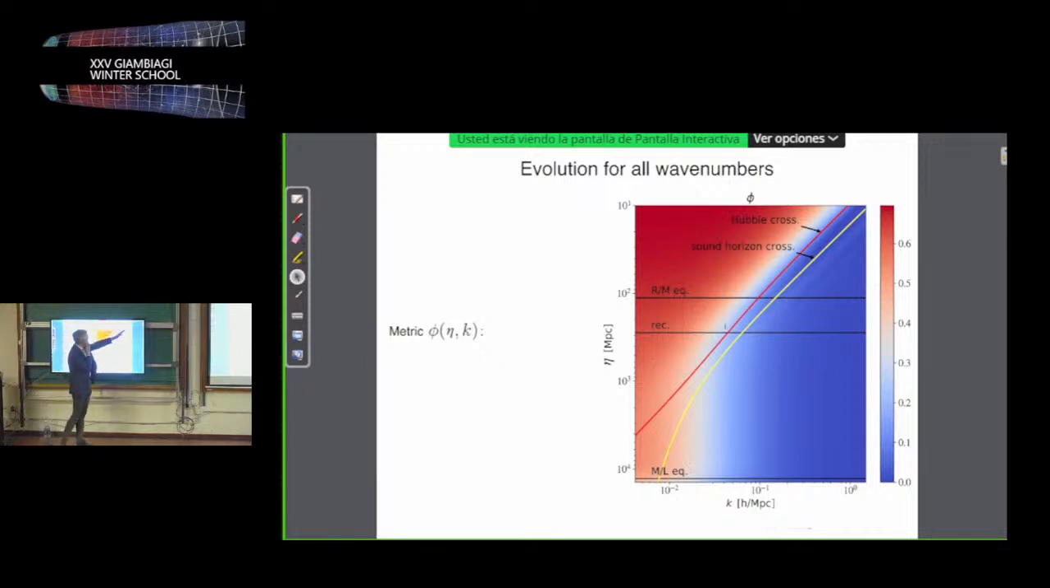The yellow line corresponds to sound horizon crossing. I won't enter into the details of comparing the red and the yellow. Let's stick to Hubble crossing. It's enough.